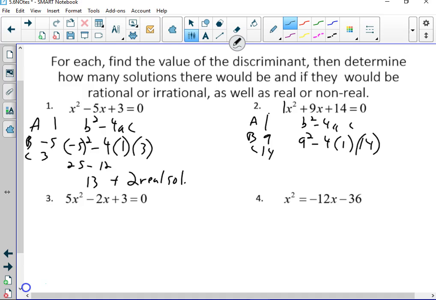Now you're putting 9 squared in the calculator. It does not matter. You don't have to put parentheses, so this is a positive number. So this is going to be 81 minus 4 times 14. 14, 20, 56. Okay? 81 minus 56, which is 25. And since that's a positive number, that's going to be two real solutions.